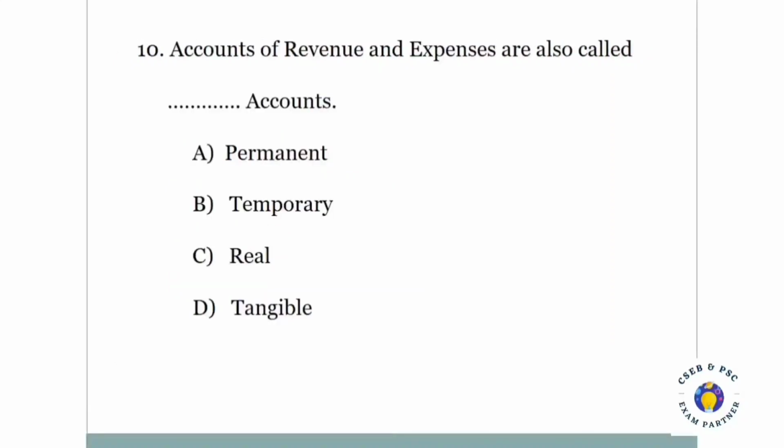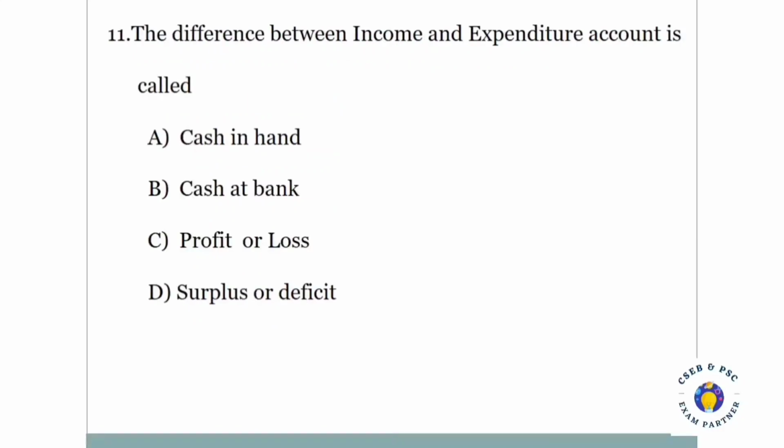Question number 10. Accounts of revenue and expenses are also called dash accounts. Option A permanent, option B temporary, option C real, option D tangible. Answer is temporary accounts.